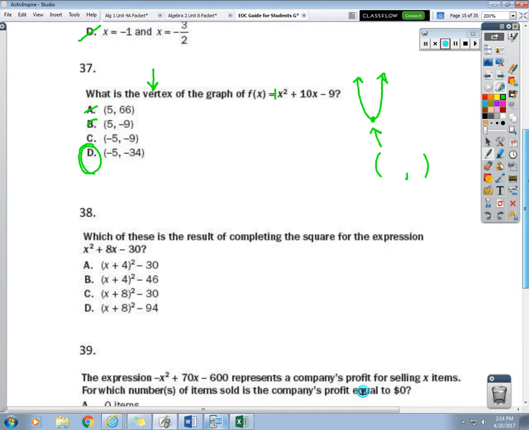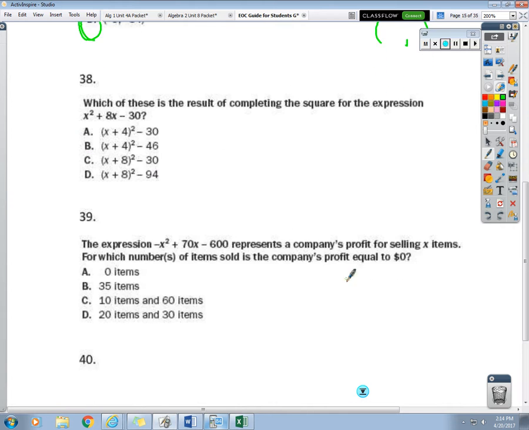No? Number 38. Which of these is the result of completing the square for the expression? Raise your hand if you remember all steps of completing the square. Okay, yeah, that's what I thought. So more than likely, you are not going to remember this. And that's completely understandable, especially when you're having to remember stuff from the whole year. So, if you don't know how to complete the square, what else might you try to figure out the right answer?